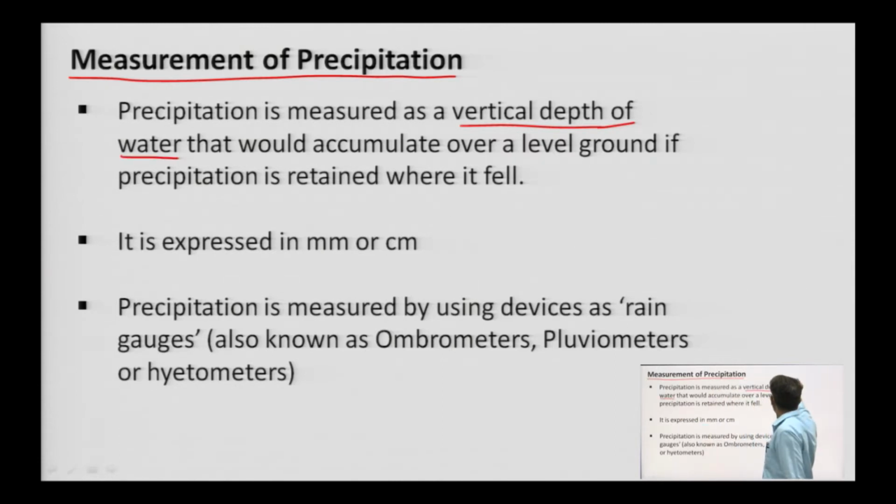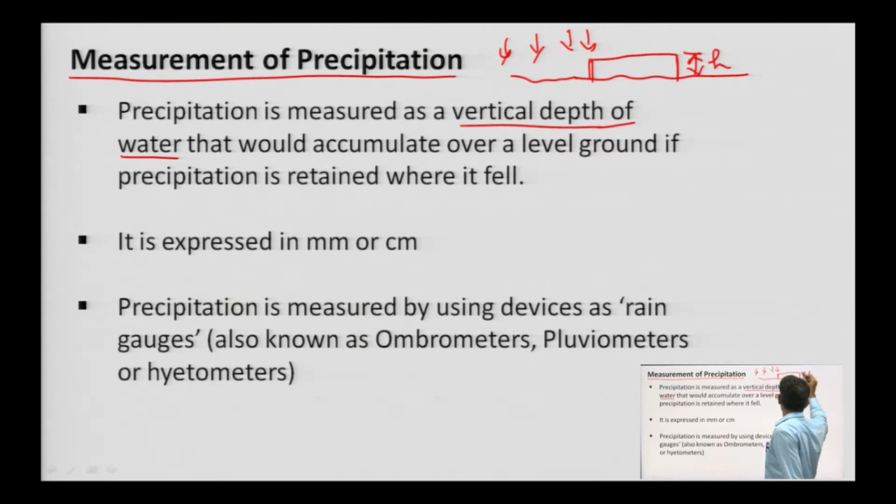What does it mean? If this is the ground level, and it is a plain ground level, and precipitation is there, then the depth of the water, say this is h, is the depth of water received at some particular area or catchment, the vertical depth that would accumulate over a level ground. It means you need to have a level ground.